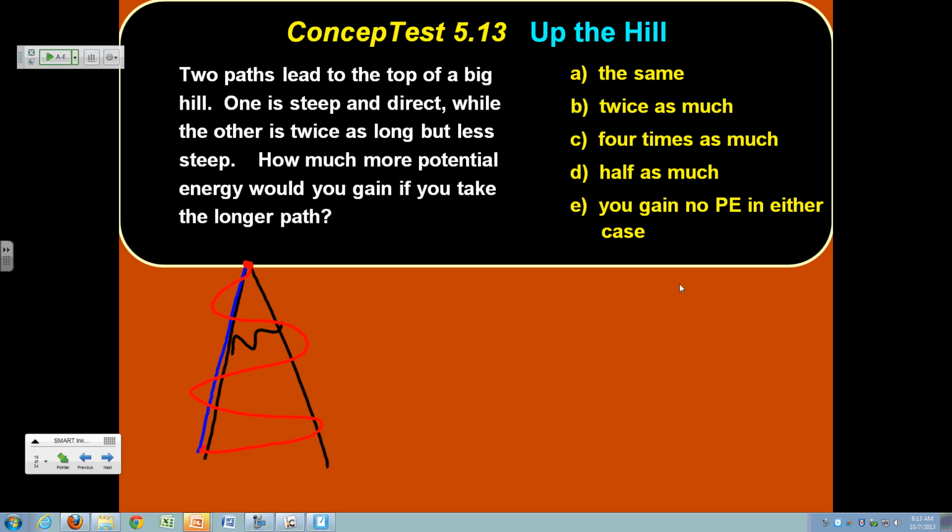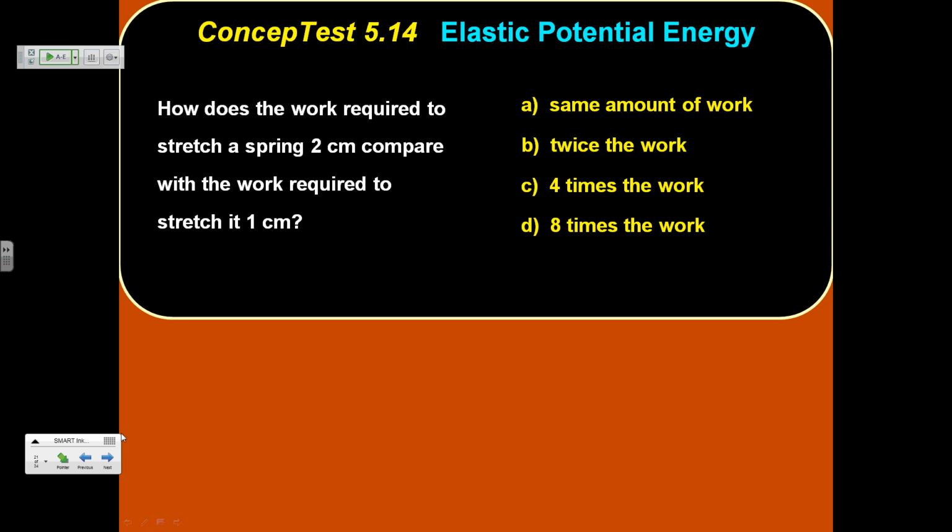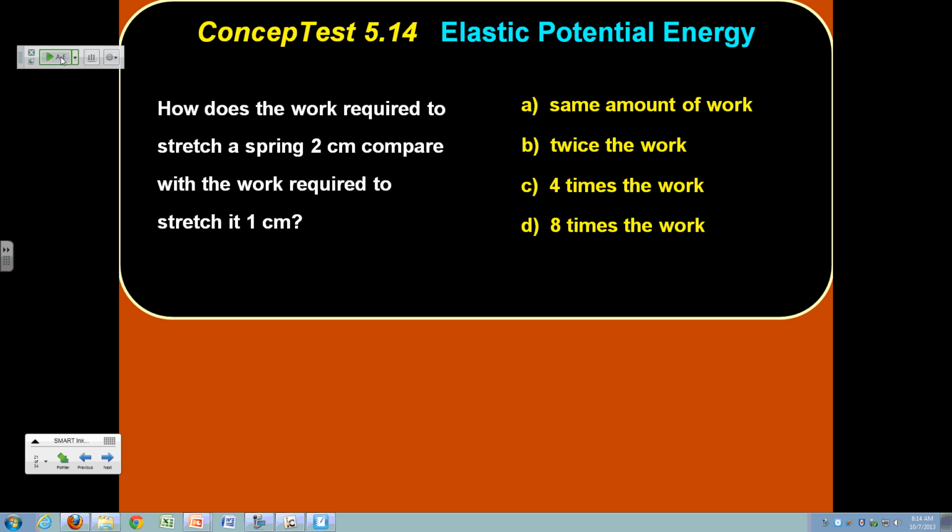All right, remember the gravitational potential energy is just dependent upon the change in height. So you have the same change in gravitational potential energy. Okay, how does the work required to stretch a spring 2 centimeters compare with the work required to stretch it 1 centimeter?